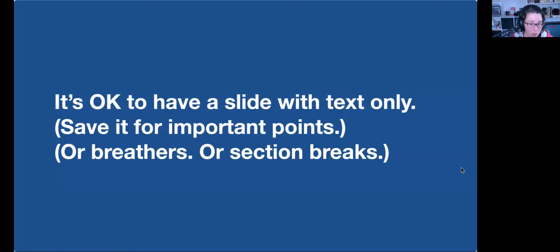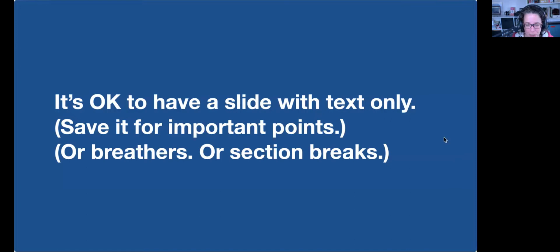Okay, so that's that. Before I talk about how to find images, I do want to say it's okay to have a slide that's only text. Usually I save this sort of style for really, really important points, for section breaks, just for breathers, like if I'm going to take a break and do a little Q&A, or if there's a rest period of some kind during a long presentation. It's fine just to have a slide with text. You don't have to add an image to every single slide.